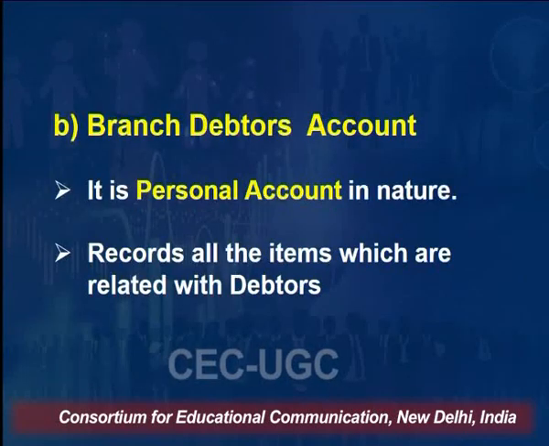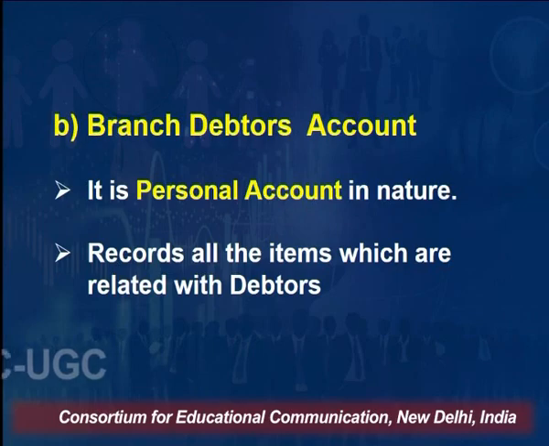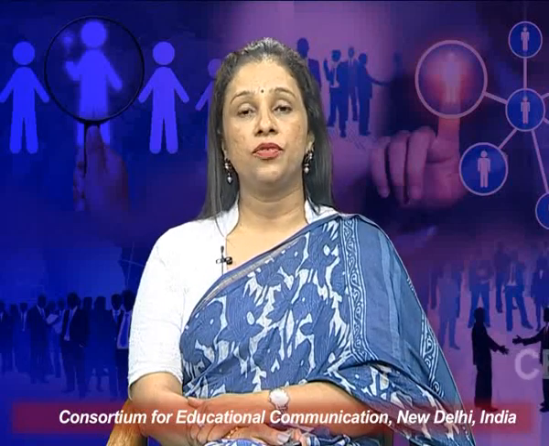The next account which we prepare here is the branch debtors account. The branch debtors account is a personal account in nature and it records all the items which are related with the debtors. It is a very simple account. It has nothing to do with this branch accounting chapter. This is prepared in the same manner as we prepare the debtors account. All the items related with the debtors are to be shown in the branch debtors account. So this is the format of the branch debtors account.